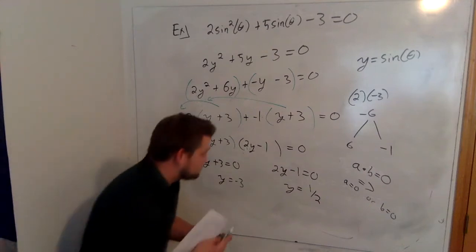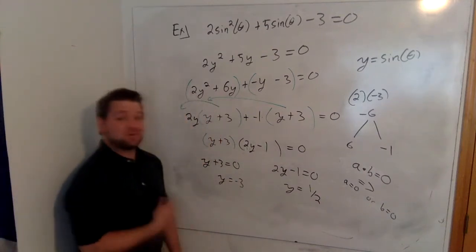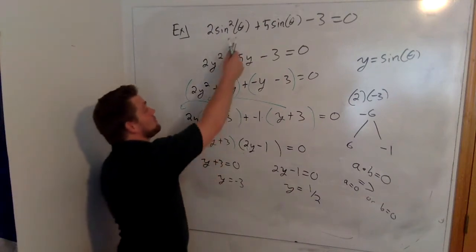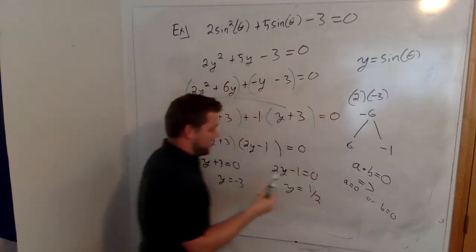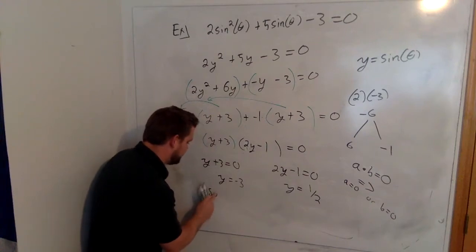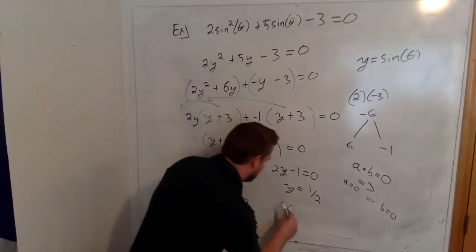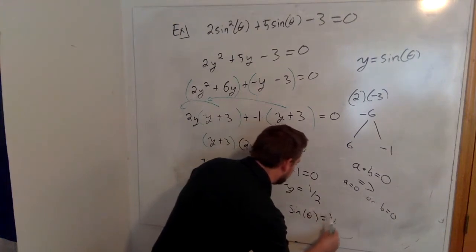Okay, so don't go ahead and say, oh, I'm so excited, we got our answer. Remember, we're not trying to solve for y here, we're trying to solve for theta. We need to remember that y is the same thing as sine of theta. So what we need to solve now is sine of theta equal to negative 3, or sine of theta equal to 1/2.